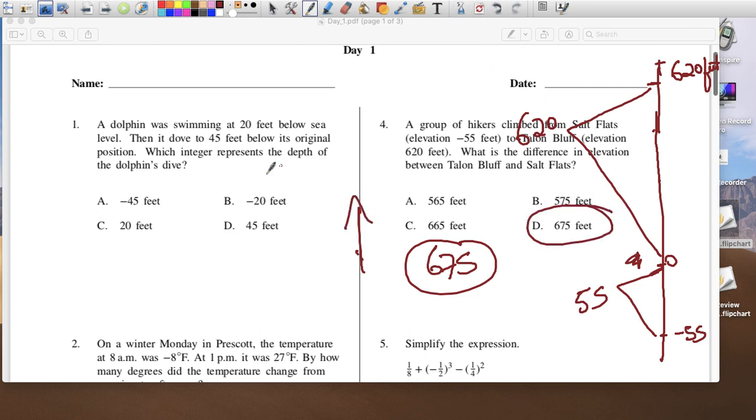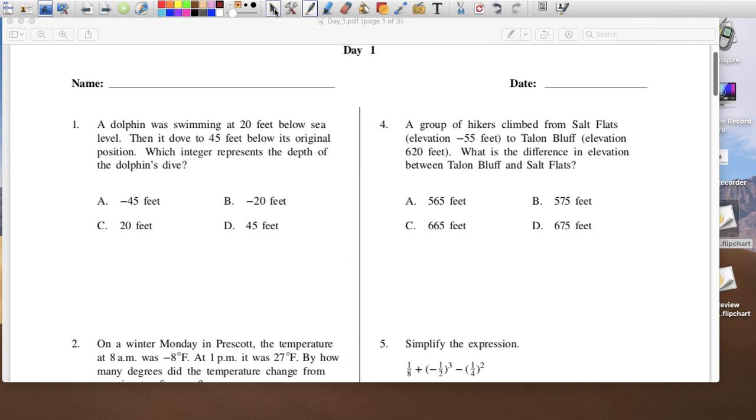So again, I'd like you guys to use some type of diagram if it helps, if it's easier. If you don't like to use a diagram, an algebraic expression would have been just fine too.